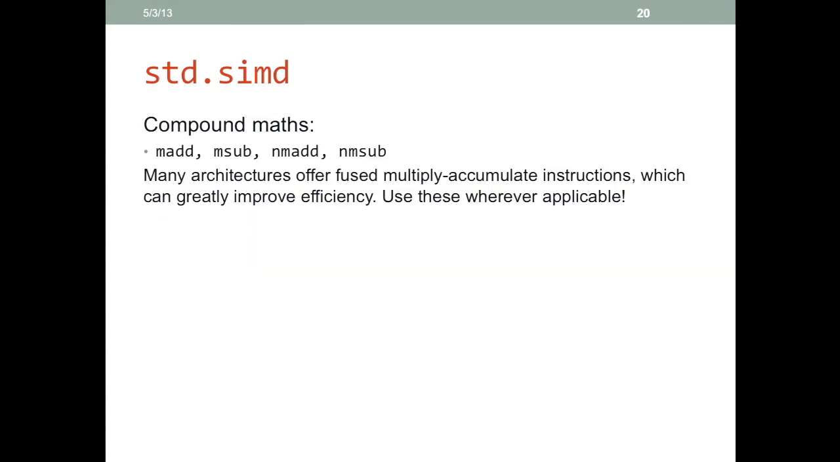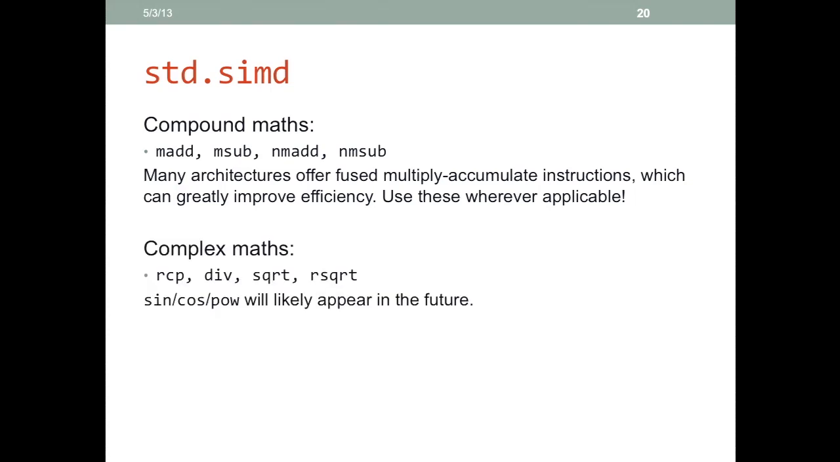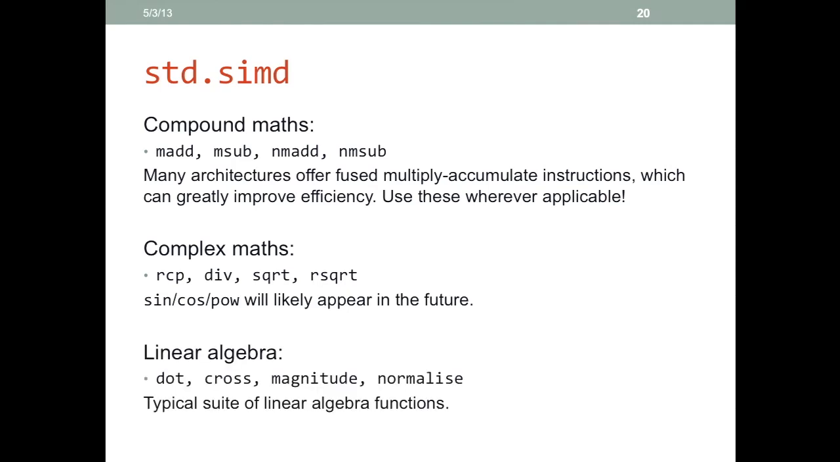There are some more compound functions: fused multiply-add, fused multiply-subtract, negated multiply-add, and negated multiply-subtract. These are wildly powerful instructions. They'll double the speed of almost any sort of linear algebra code. You should use them at all costs. There's also what I'll call complex maths. Sine, cos, power will probably appear in the future, but I haven't written them yet. There's the standard suite of linear algebra functions: dot product, cross product, magnitude, normalize.